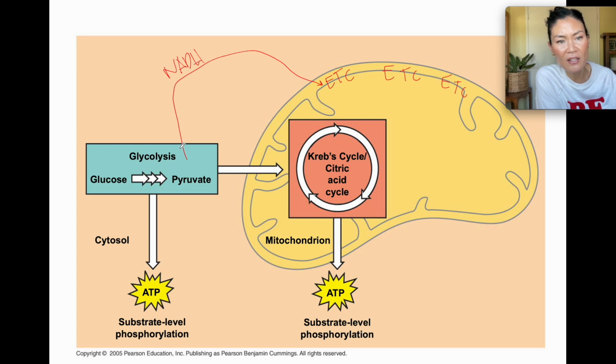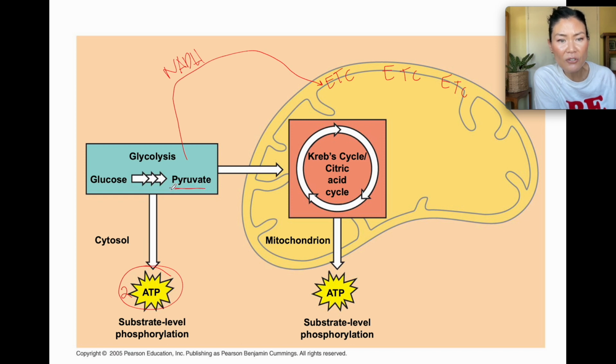It's carrying the electrons from glycolysis to the electron transport chain, okay? And in glycolysis, we've made a net of 2 ATP. We made 4, but then 2 were used, so it's 4 minus 2, and you end up with 2 extra ATP. Okay. Now we're going to talk about the Krebs cycle, or it's called the citric acid cycle as well, because citric acid is the first product of the Krebs cycle.